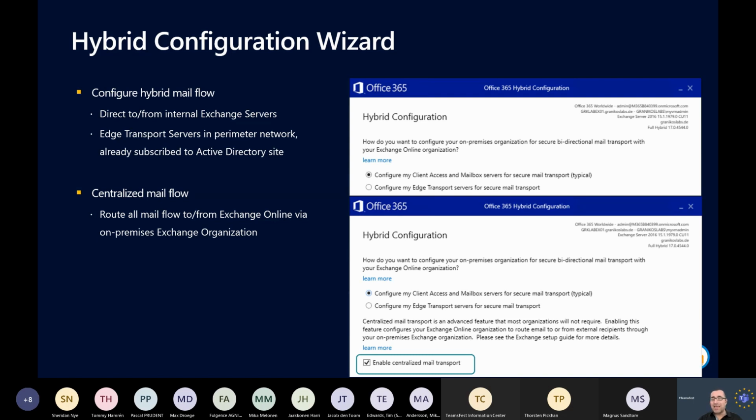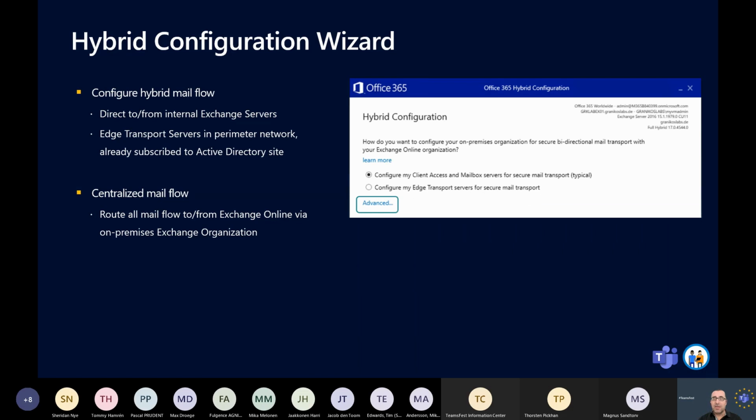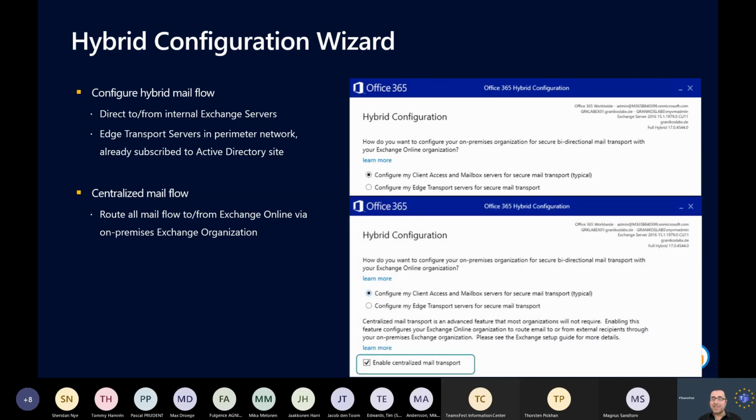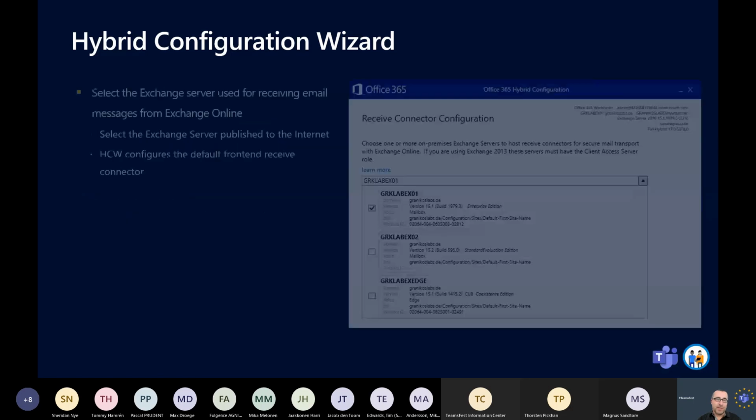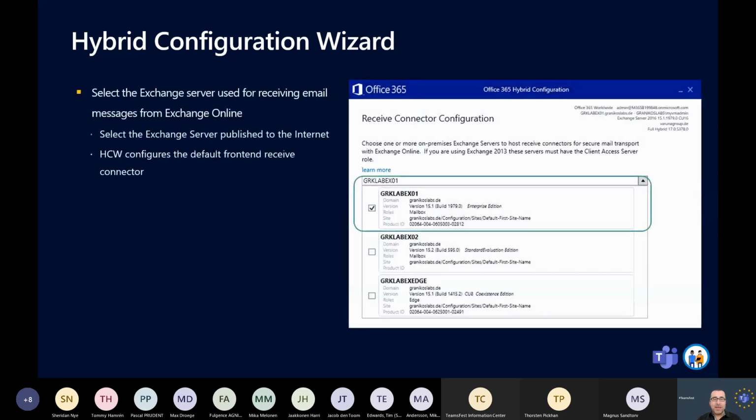Remember to do this any time you run the hybrid configuration wizard, because if you run it a second time, it remains in this state and the option is disabled. You must enable it each and every time you run the hybrid configuration wizard. Next step is to select the service for the receive connector configuration. As you can see, either internal service or edge.